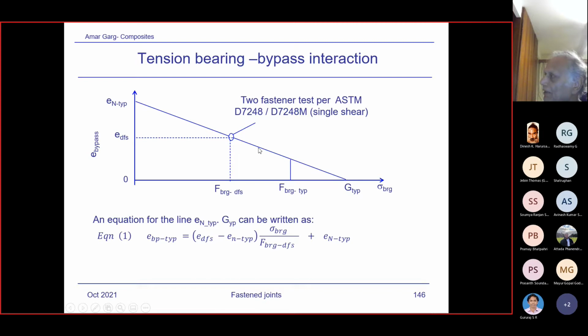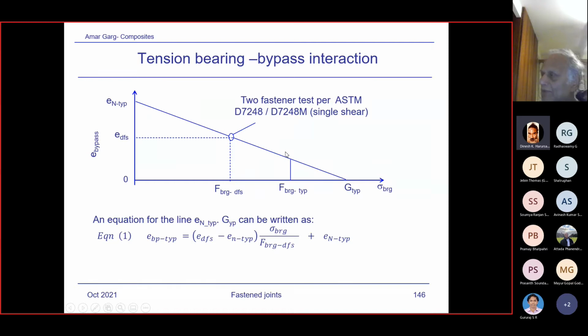Now this should be similar, not exactly same as we had determined for the single fastener test. Single fastener test, we got only this at this point, and from open hole compression, so tension, filled hole tension, we got this point. And then we were trying to use that theory in order to achieve this line.